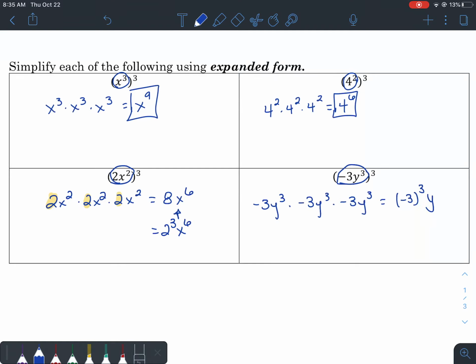And negative 3 cubed is negative 27y to the 9th. So there you've got to make sure that that negative drags in. So here, I'm sure you can kind of think of it. What's our general rule? If we have a power raised to a power, an exponent raised to an exponent, what could we do to those exponents to simplify this quicker?